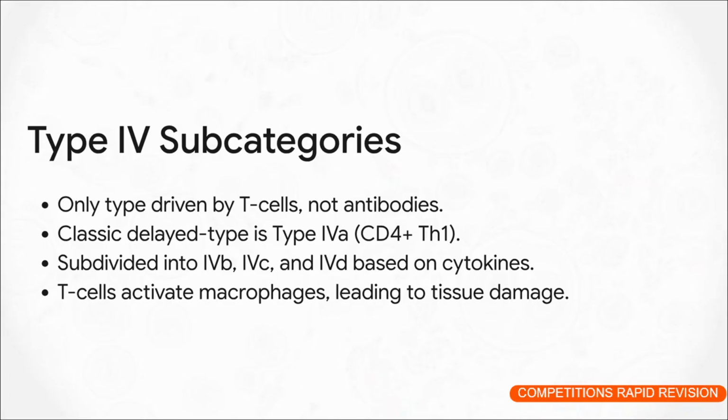Now, the classic delayed type is known as type IVa, which involves CD4 plus Th1 cells. But nowadays, it's actually subdivided into IVb, c, and d based on specific cytokine patterns and participating immune cells. The core mechanism is always the same, though. T cells activate macrophages, and those macrophages chronically secrete cytokines, which eventually leads to major tissue damage.